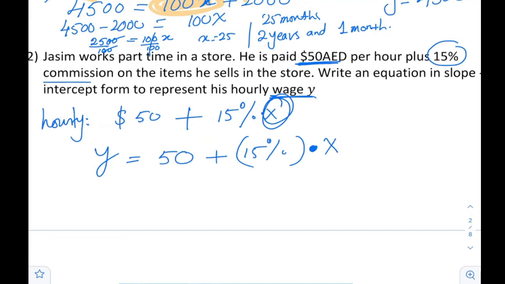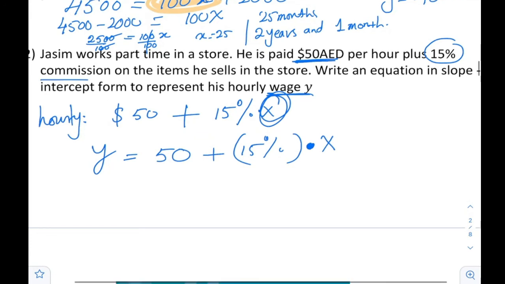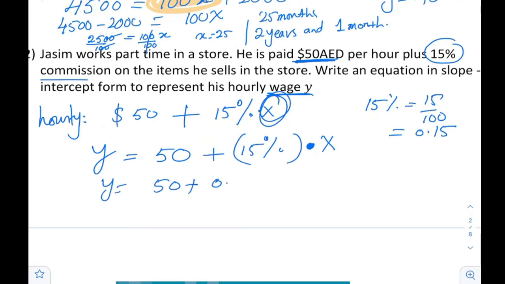Now I will not leave this equation in this form. I need to write the percent in decimal form. We know that 15% is 15 over 100, which means 0.15. So y is 50 plus 0.15x. And in slope-intercept form, we will write the x before the constant. So this is my equation.